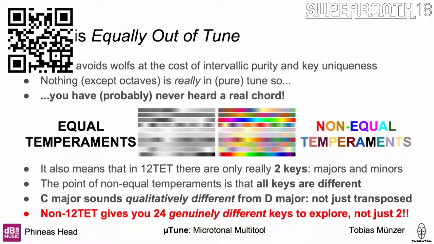The beauty of non-equal temperament is that suddenly you move from having just two keys, majors and minors, where C sharp minor is exactly the same as C minor, just transposed up. It's not qualitatively different. The minute you have non-equal temperaments, you transform from just having two keys to having 24 if you stay in 12, because C sharp minor is a different thing to C minor.